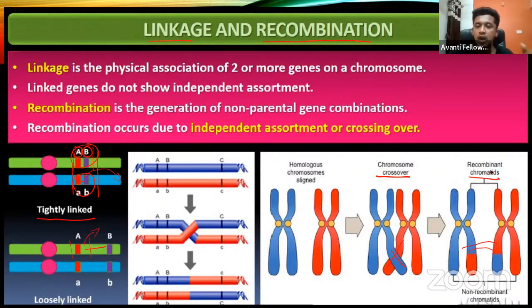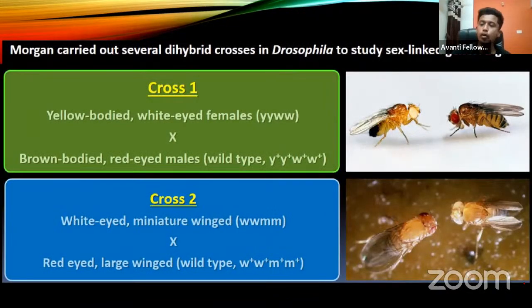Recombinant chromatids. What are recombinant chromatids? Parents had these characters. Now the offspring's chromosomes, whatever sperms or ova are going to be produced, will have either this character or this character, a special character. So this we call recombinant characters. Now to understand linkage and recombination very clearly, let us see what Morgan did.